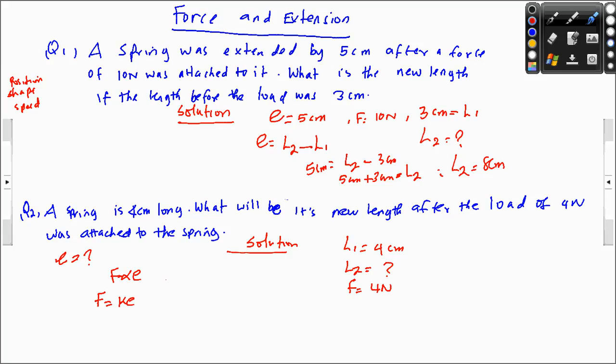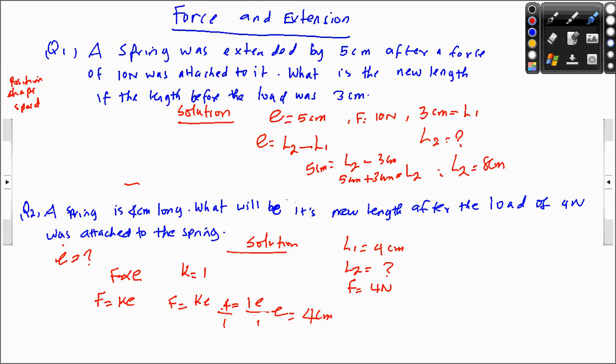So now let's say the constant K equals 1. Here we have the force equals K E. We substitute F to be 4 Newton and K to be 1, so 4 equals 1 times E. If you want to know what E is, you divide through by 1. So the extension E is going to be 4 centimeters.